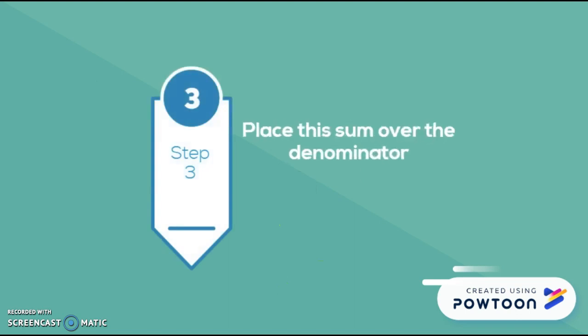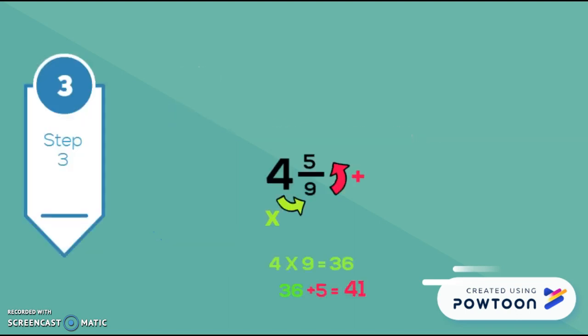All right, step 3, place this sum over the denominator. So our sum was 36 plus 5 equals 41. We're going to put that in the numerator up on top. And our denominator is going to stay the same. So we're going to take that 9 and just move it over here. So it's 41 over 9.